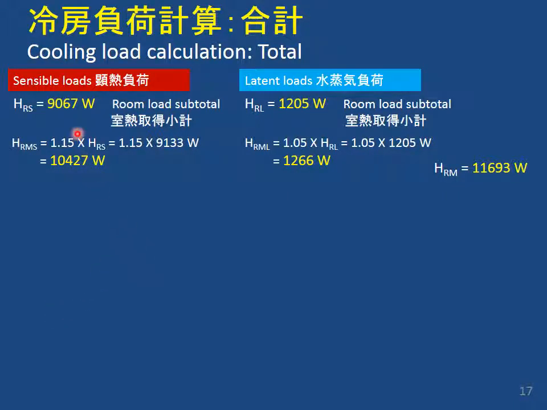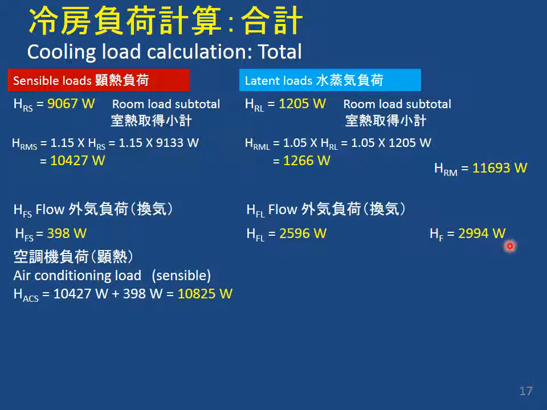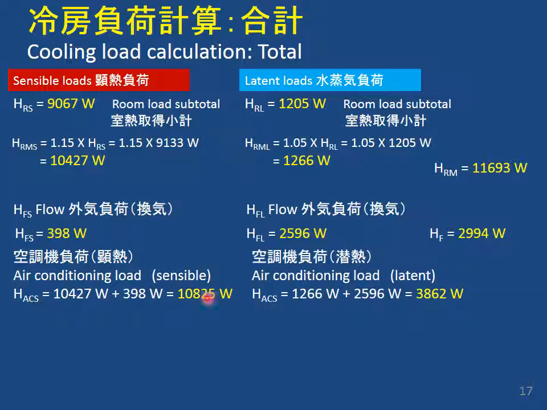So we're almost done. The sensible loads we calculated from the lights and the walls and the people and the windows with the safety factor for about 10,400 watts, and the latent heat loads from people and from air infiltration was about 1,260 watts with that safety factor for a total of about 11,600 watts. And then the flow of fresh air into the room, flow of fresh air for F, needed about 400 watts of sensible heat and about 2,600 watts of latent heat or about 3,000 watts. So the sensible heat load total, this plus this, is 10,825 watts. The latent heat load total, this plus this, is about 3,800 watts.